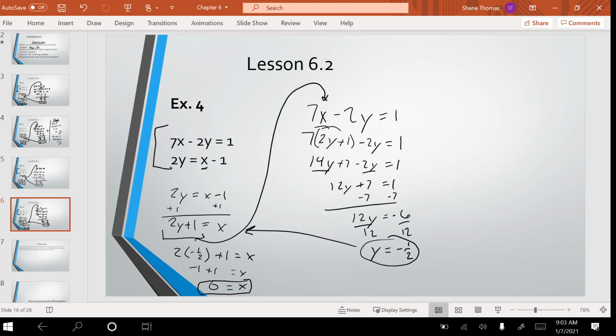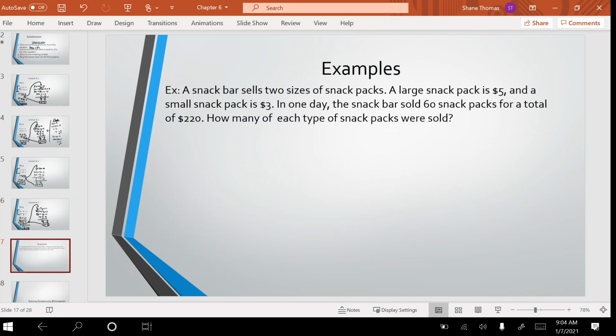All right, next one. Let's do a word problem. This will be the last one we do, then I'm going to cut you loose on something to do on yourself. Wait, we didn't even do elimination. That's a whole other lesson. Okay? All right, this one here.